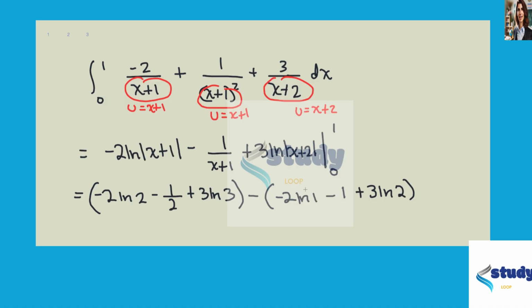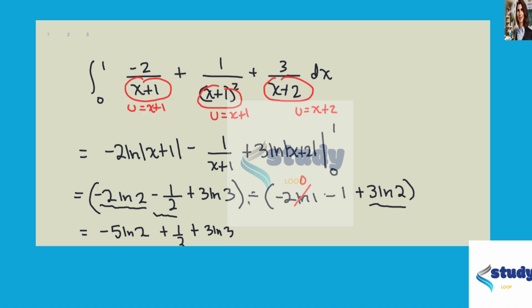We have a natural log of 1. That's a 0. And then we'll combine like terms here. So we have negative 2 natural log 2, and then minus 3 natural log 2. That becomes negative 5 natural log 2. And then we have a negative 1/2, but then we have a plus 1, so that's a plus 1/2. And then we have a 3 ln 3 left over.